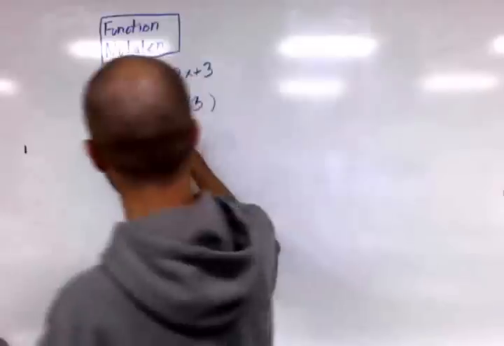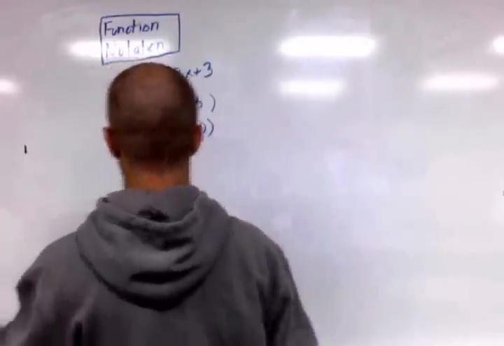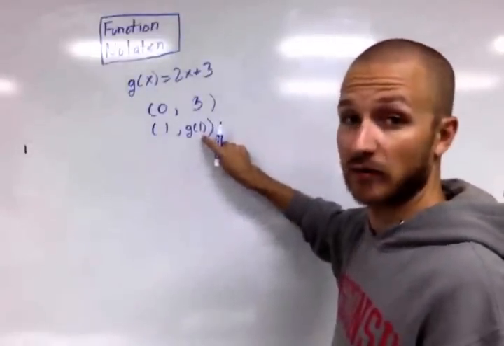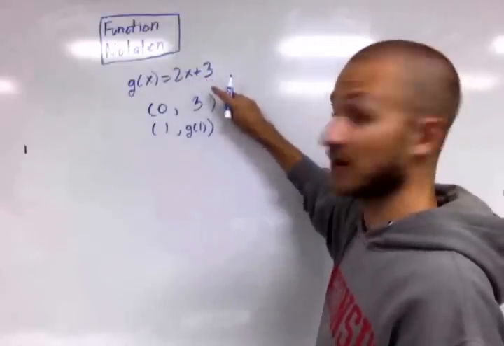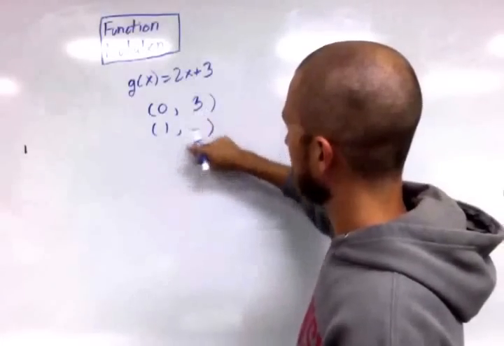Let's get a few more of these. If I plug in 1, give me 1, comma g of 1. Okay, let's find g of 1. I plug in 1 up here. 2 times 1 is 2, plus 3 is 5. So g of 1 is 5.